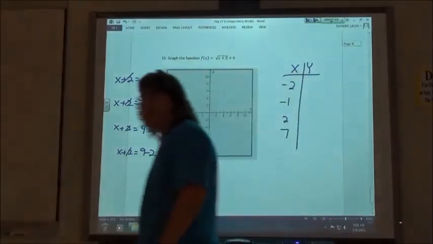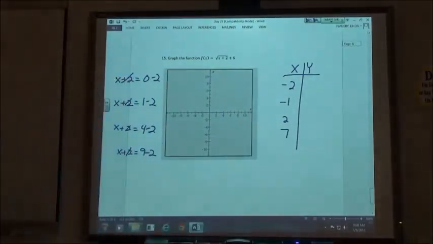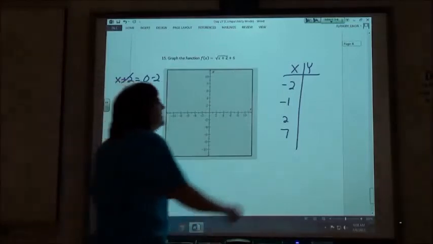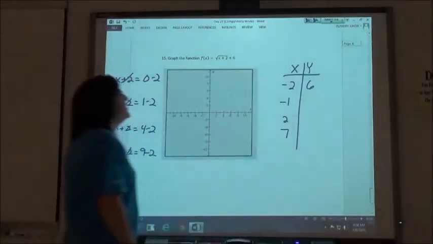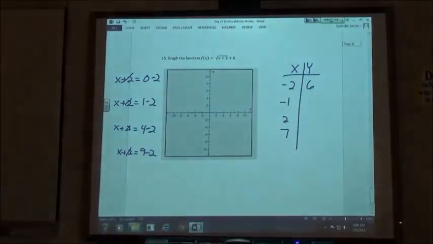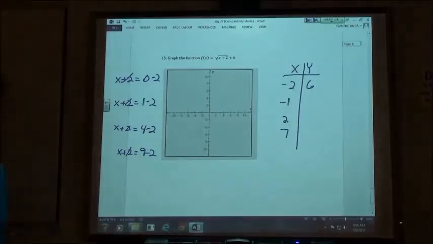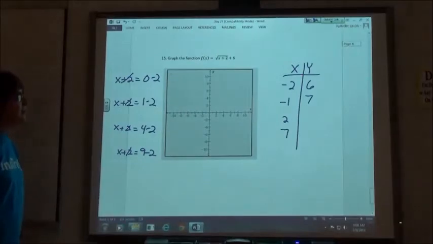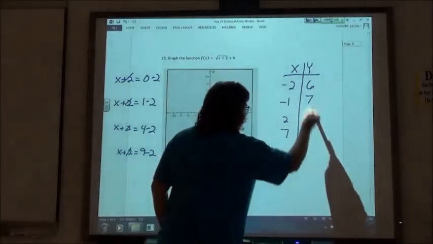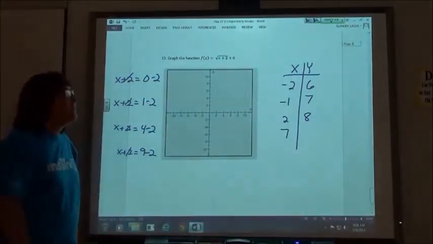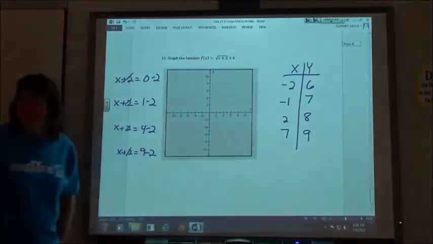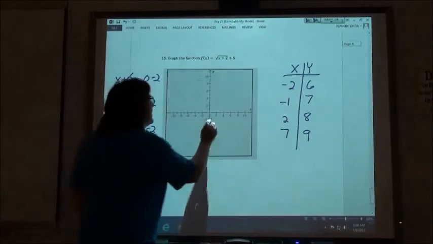So if we put negative 2 in for x, our y value is going to be 6. 0 plus 6 is 6. If we put our negative 1 in for x, we get 7. If we put our 2 in for x, we get 8. And if we put our 7 in for x, 3 plus 6 gives us 9. So we get all nice, easy numbers to work with that we can plot.